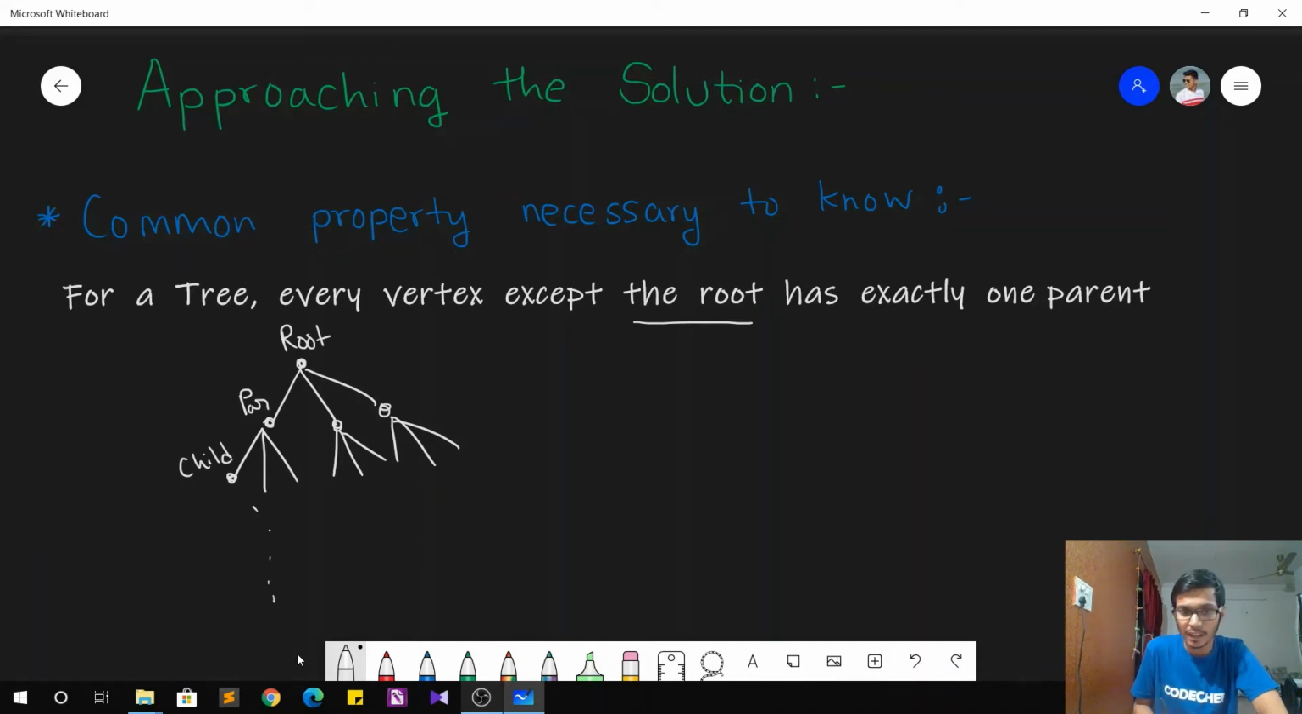We can see this clearly. But for a directed tree, by definition, we know that if there is an edge from vertex u to vertex v, then u is the parent and v is the child node. So the property is what? For a tree, every vertex except the root has exactly one parent. And we know that this property holds true for normal trees. But I am saying that this property will also hold true for directed rooted trees.